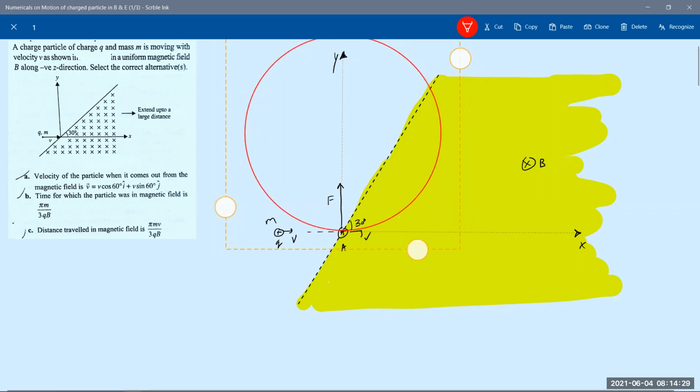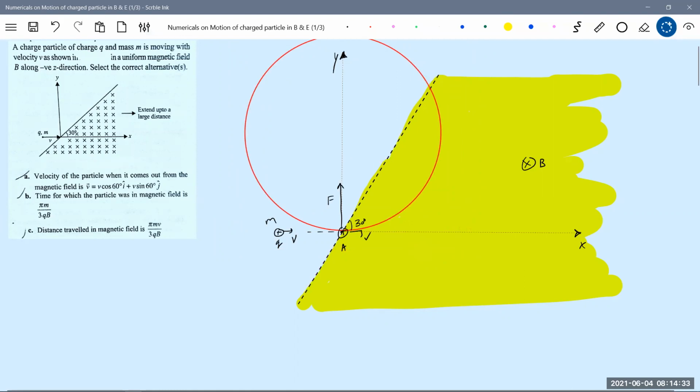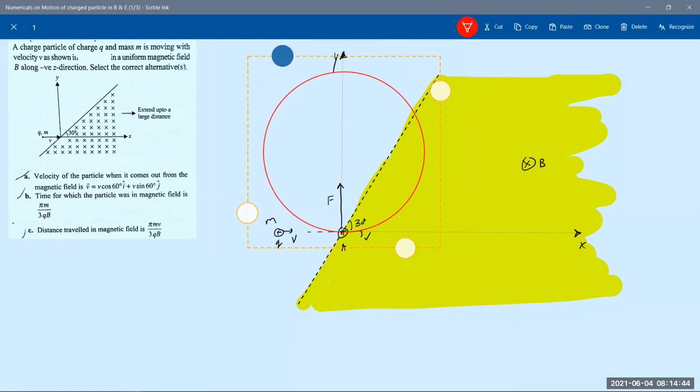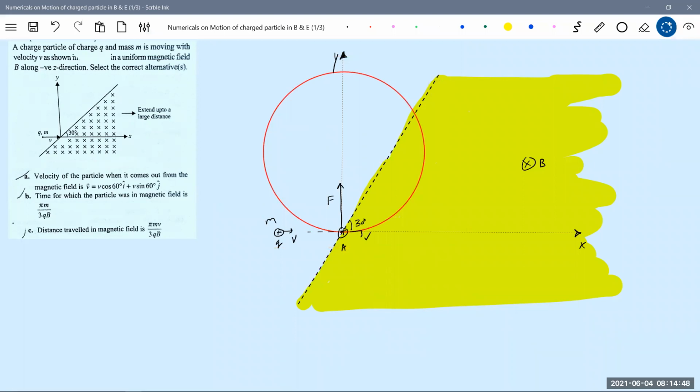It is entering horizontally. I'll make this arrow small. You must have the geometrical skills, nothing else is needed here. The velocity vector at this point will be directed here. First we get the force: the force should act towards the center of the circle, and the velocity vector should be directed perpendicular to that force. Similarly, the velocity vector here is in this direction.